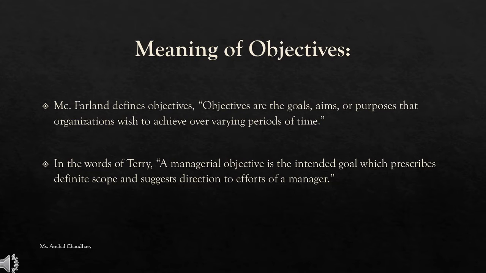Meaning of objective. What do you understand by the term objective? Objectives are the goals, aims or purposes that an organization wishes to achieve over varying periods of time. Or you can say a managerial objective is the intended goal which prescribes a definite scope and suggests direction to the effort of a manager.